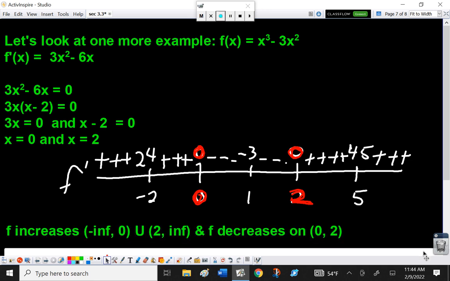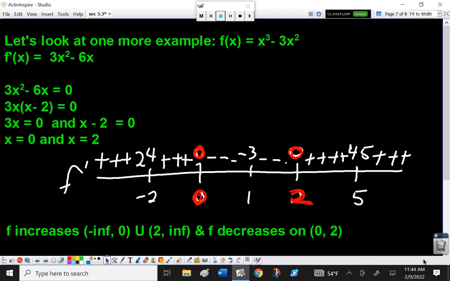And this is what happens. F is going to increase from negative infinity to 0, union 2 to infinity. So wherever there's positives, I'm looking at an increasing function. F decreases between 0 and 2 because it's negative between 0 and 2. When I say it's negative, F prime is negative between 0 and 2.